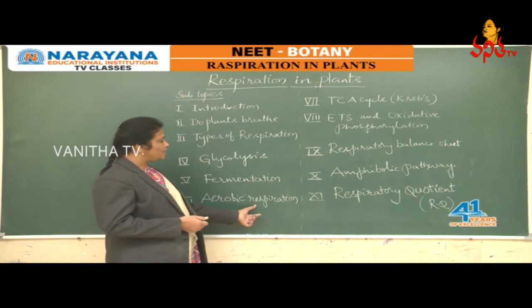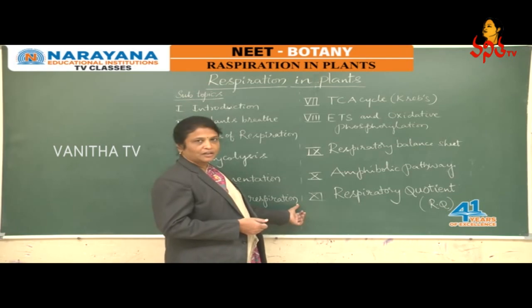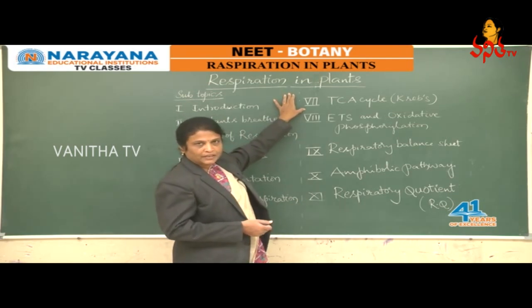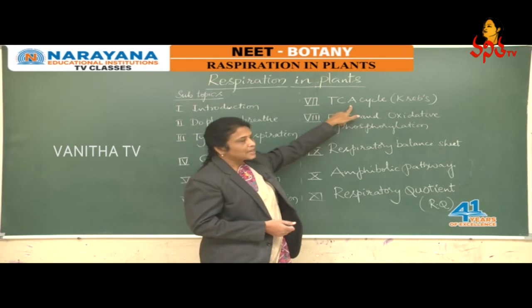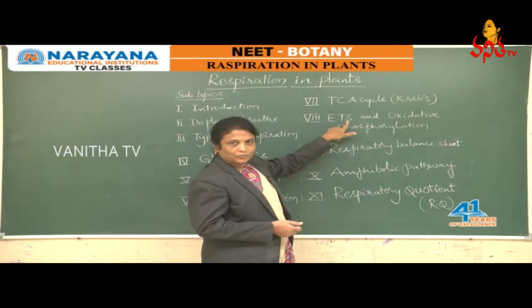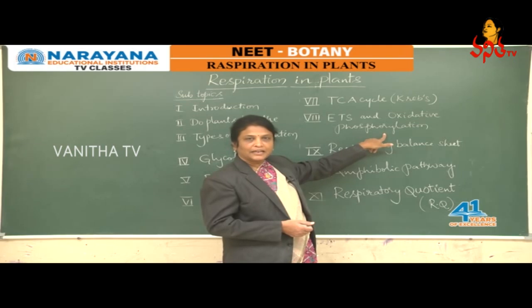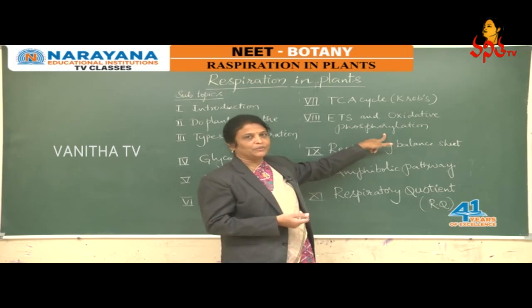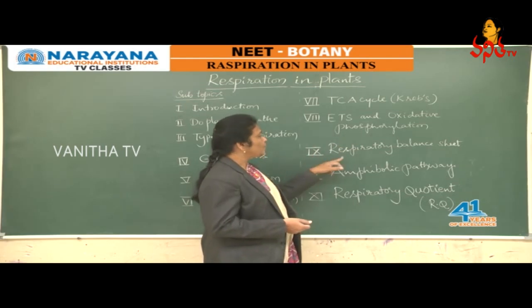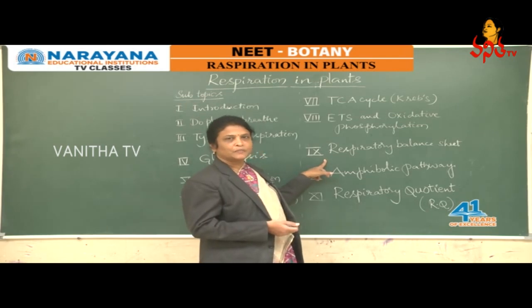Then we go for the mechanism of aerobic respiration, and there the introduction for aerobic respiration, and we follow the steps involved in aerobic respiration like the TCA cycle, that is the Krebs cycle in other words, and then the electron transport system and oxidative phosphorylation: how the energy liberated during the respiratory breakdown of a glucose molecule is converted into ATP. Then we discuss the respiratory balance sheet for one glucose molecule involved in aerobic respiration.